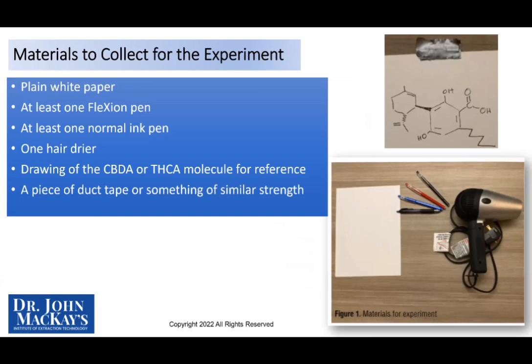What you need is a plain white piece of paper. You need at least one Frixion pen. You need a normal pen. You need a hair dryer, a drawing of CBDA or THCA, and also writing on a piece of paper with terpenes and another written in cannabinoids. You also need a piece of duct tape or something to hold the piece of paper down, as you can see up at the top, because when you start to blow with the hot air on the hair dryer, it's going to blow around. So you're going to want to have something secured.